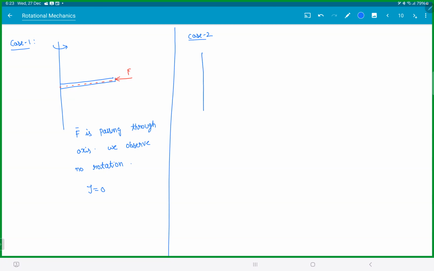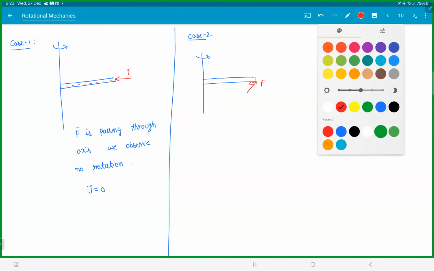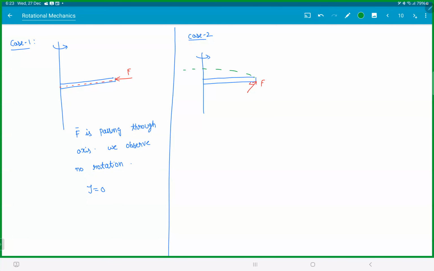Case 2. Let's say you're applying force F. It is perpendicular to the rod and it is in the plane of rotation.